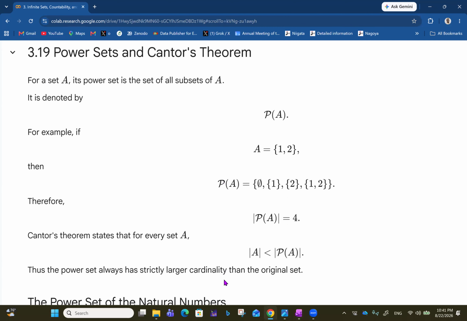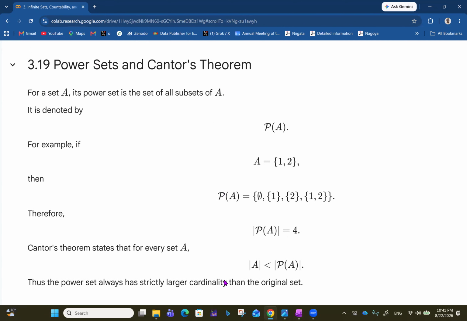Then we have power sets and Cantor's theorem. In the last video or so, where we talked about set theory, we looked at power sets, which is the set of all subsets of a set. So, power sets and Cantor's theorem. For a set A, its power set is the set of all subsets of A, and it is denoted by P(A).